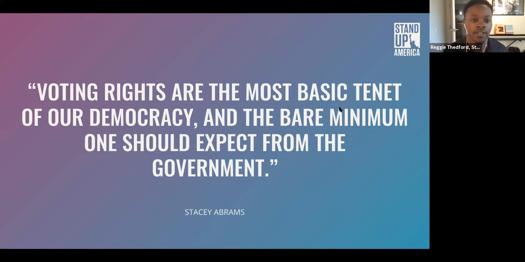Thank you. So opening up with a quote from Stacey Abrams. I'm sure all of us know her by name at this point. "Voting rights are the most basic tenet of our democracy and the bare minimum one should expect from the government." Next one.